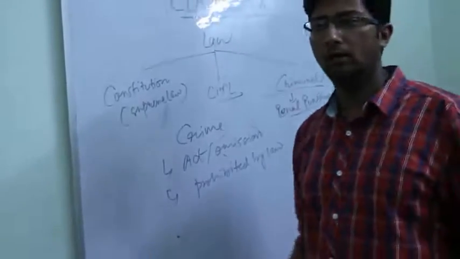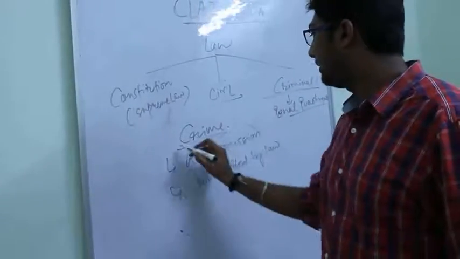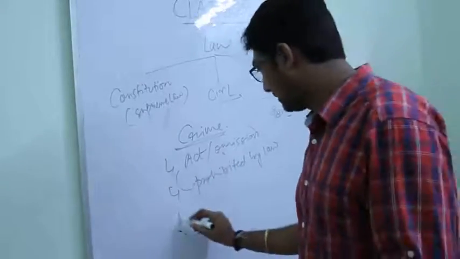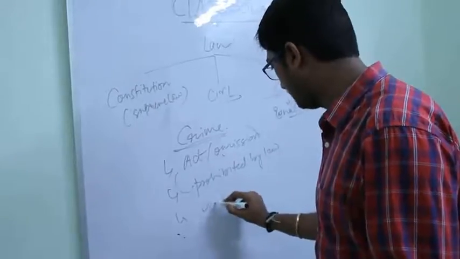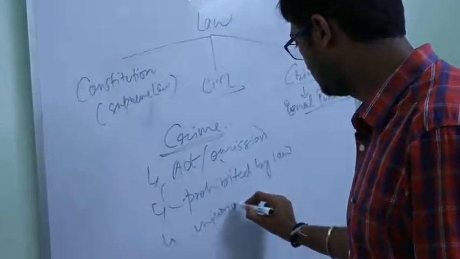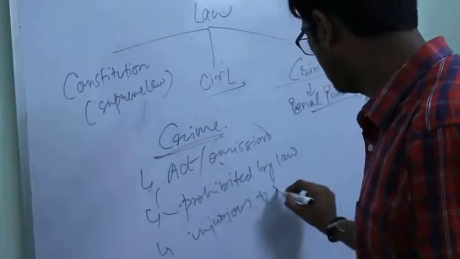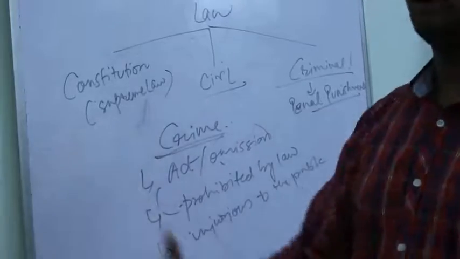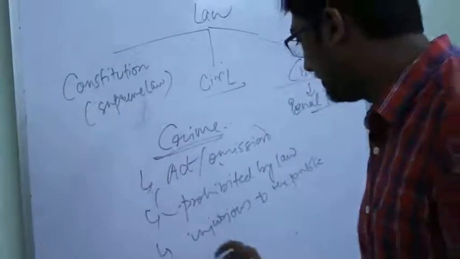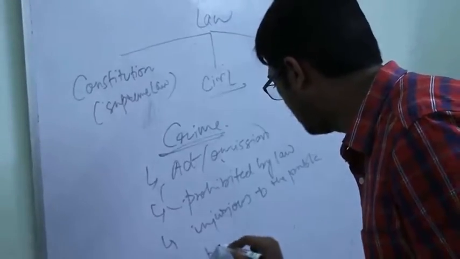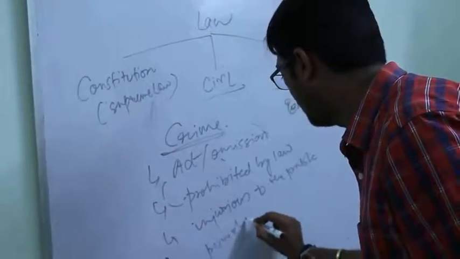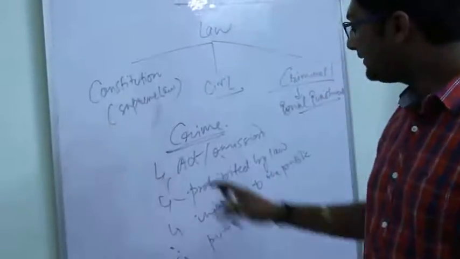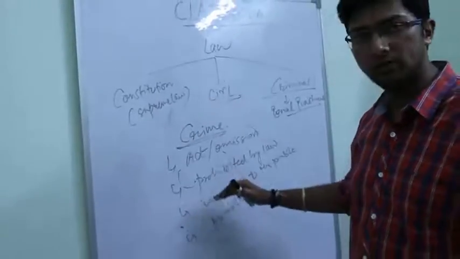So in order to become a crime, if I commit an act, that act should also be prohibited by law. It must be injurious to the public. It must be injurious to someone, because my act should cause injury to someone else, and it should be punishable. There must be some punishment. So these are the four elements which constitute a crime.